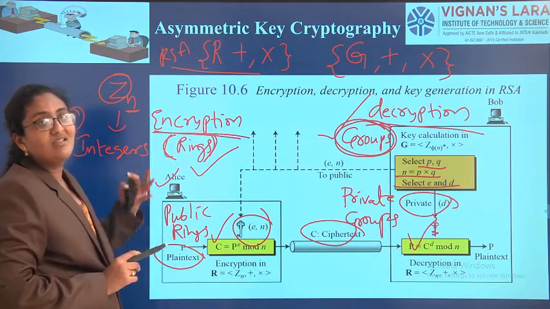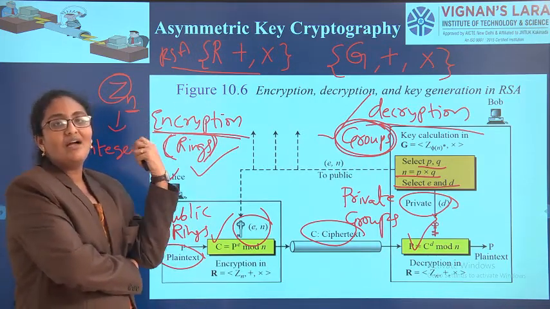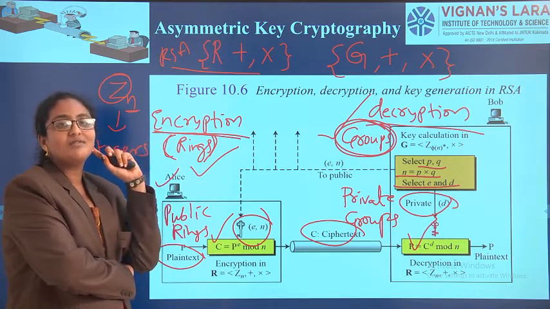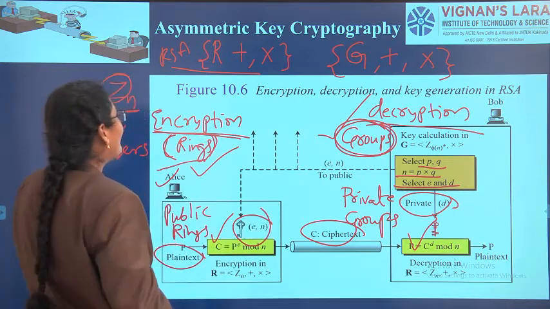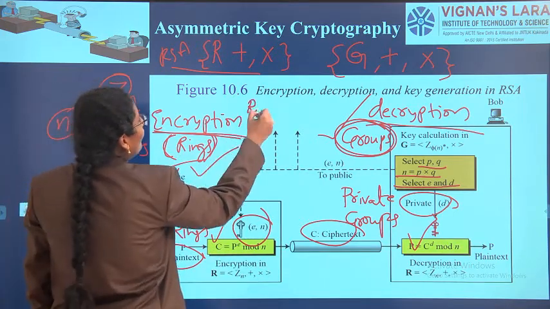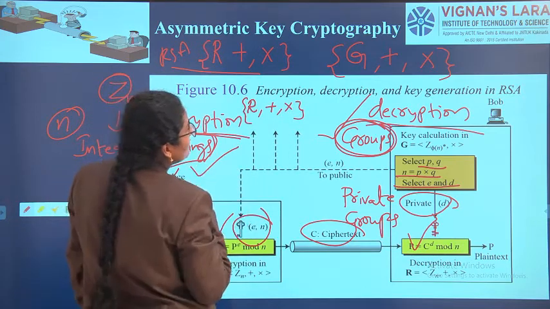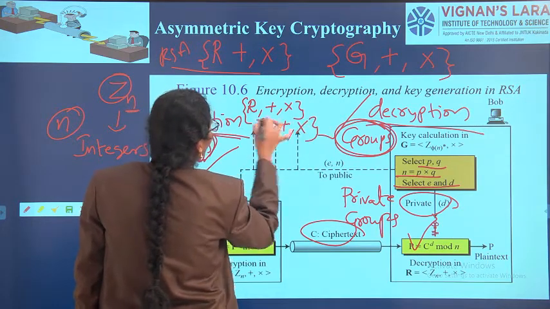From where did we get these rings and groups? While we were discussing unit 2, the mathematics of symmetric encryption, we got the concept of rings and groups. How is the ring denoted? Ring is denoted with capital R and it can perform addition and multiplication. How is the group denoted? Group is denoted with capital G, it can perform addition and multiplication.